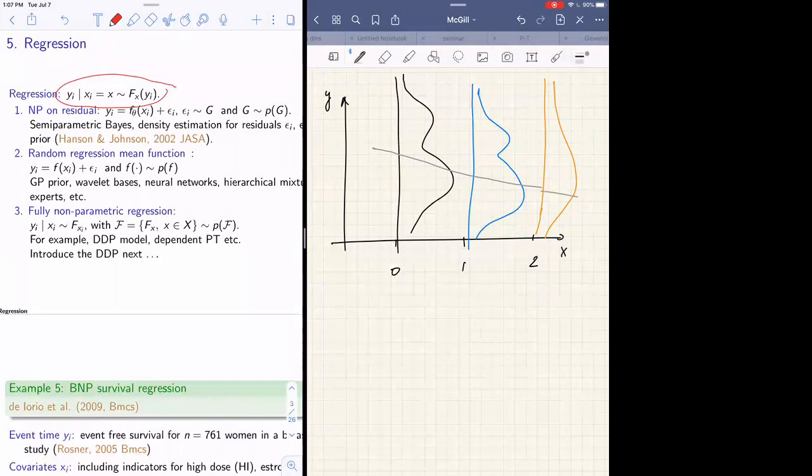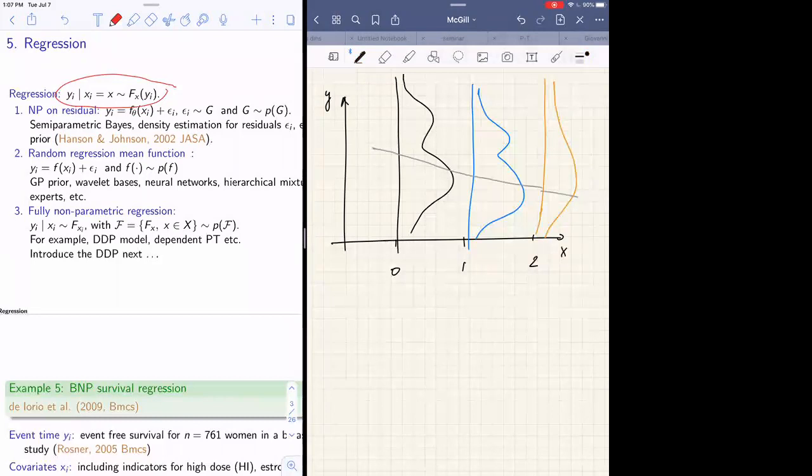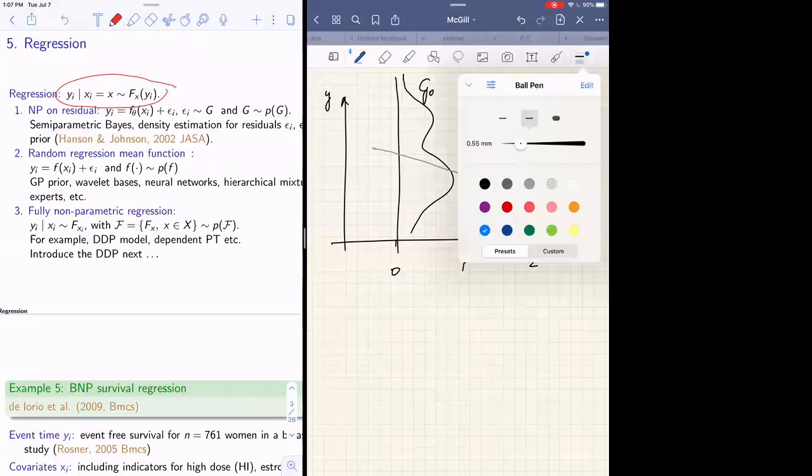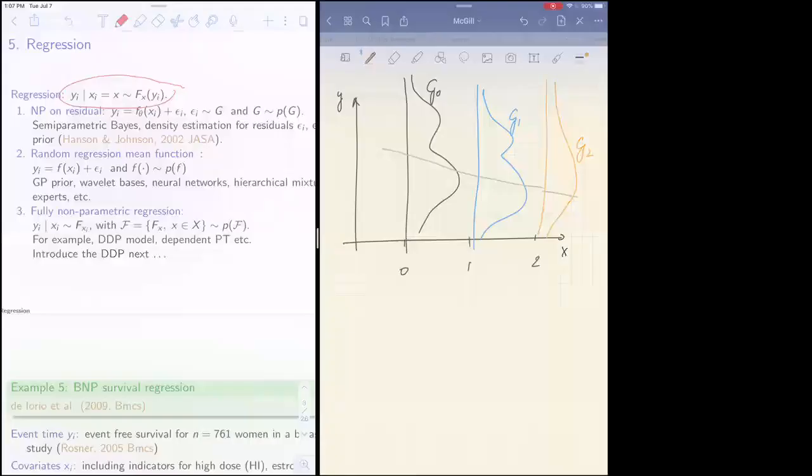So you could think of regression as a family, a sequence of random probability distributions. Here's G0 for the distribution under covariate X equals 0. Here's G1 for the distribution under covariate equal 1. And here's G2 for patients under covariate equal 2. That's a very general way of thinking about regression. Obviously, X would typically be much higher dimensional. Here I made it 1-dimensional, and all kinds of simplifications are possible.